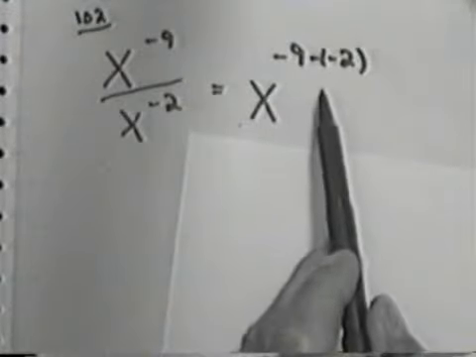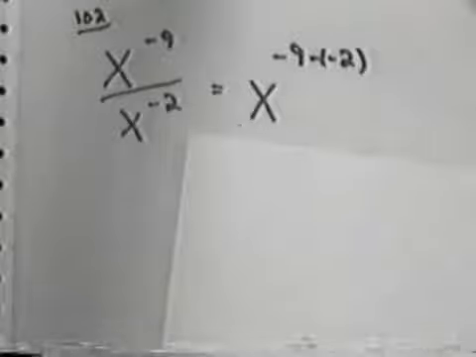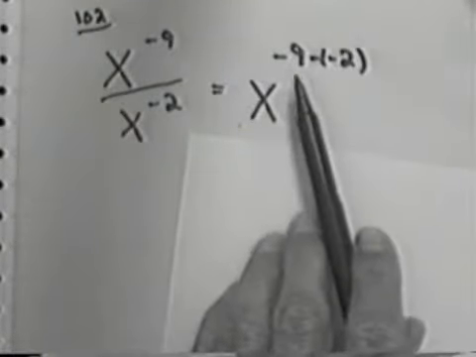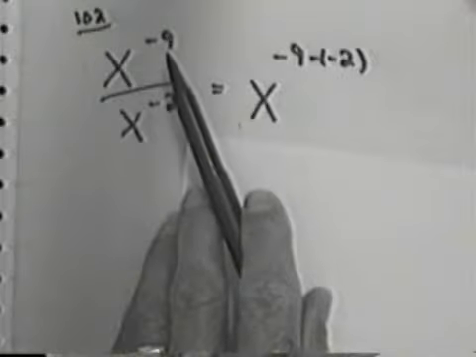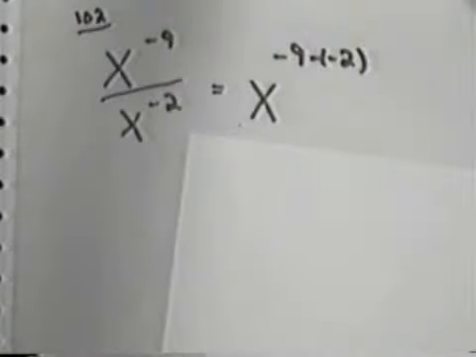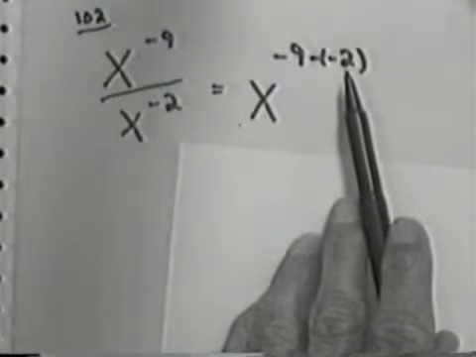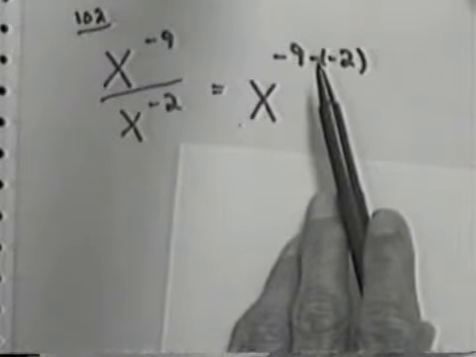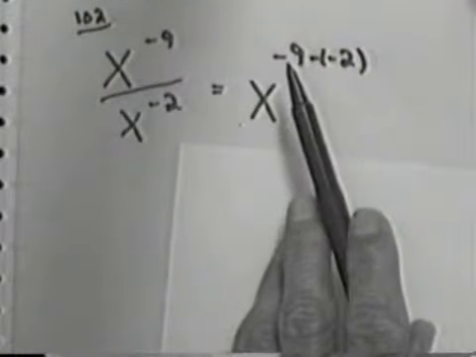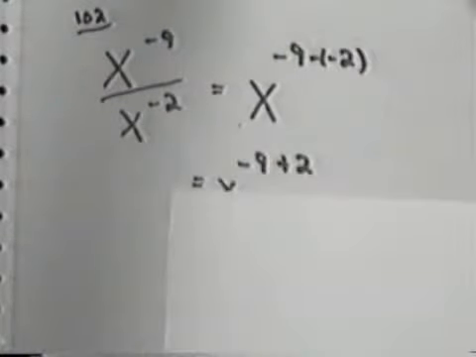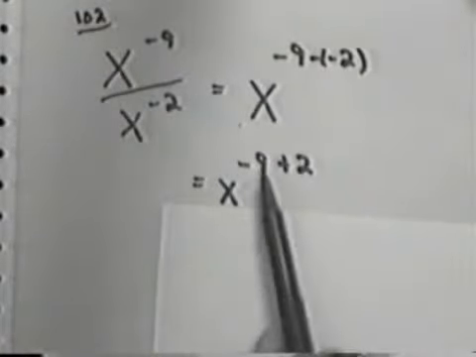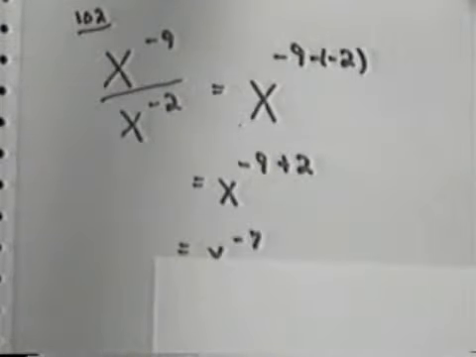Now be sure to put this step in. Practically everyone that tries to do this step in their head will make a sign error. So make yourself write in the step. The top exponent minus the bottom exponent. Now to subtract, you have to add the opposite of the number being subtracted. So this would be a negative 9 plus the opposite of a negative 2. So it would be a negative 9 plus 2. So be sure to put in that step. And now once you change it to addition, you can easily add to get x to the negative 7. Negative 9 plus 2 is negative 7.